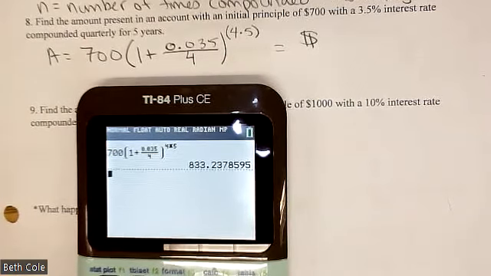Did you get an answer? It should be something more than 700, but not like $1 billion. Do you know what I mean? It should be a little more than 700, but not like $100 million.